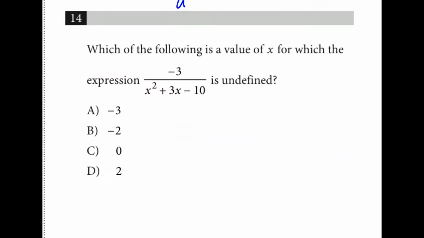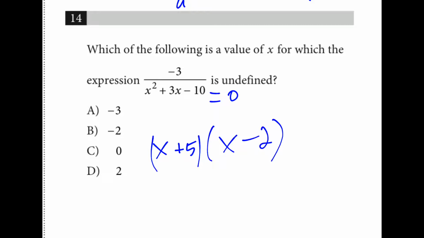For 14, this expression is undefined when the bottom is equal to 0. If we factor this, we get x plus 5 times x minus 2. 5 times negative 2 equals this. 5 plus negative 2 equals that. So there's two possible values here, if x is equal to negative 5 or if x is equal to positive 2. D is the only one that shows up.